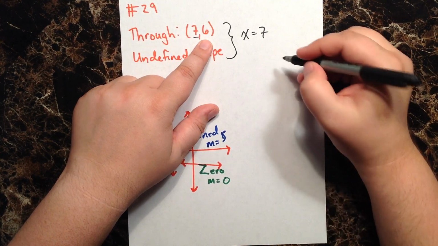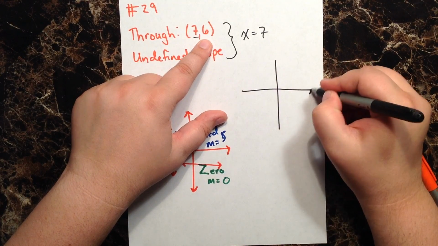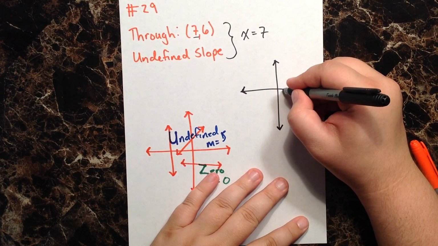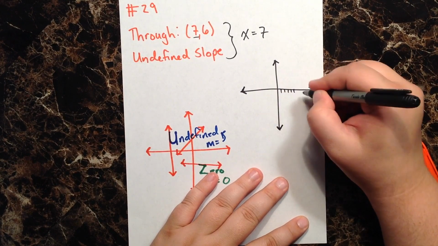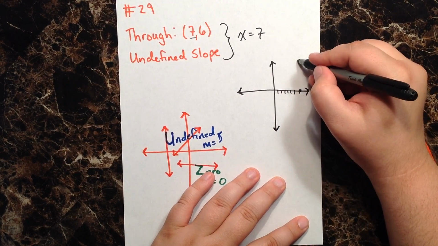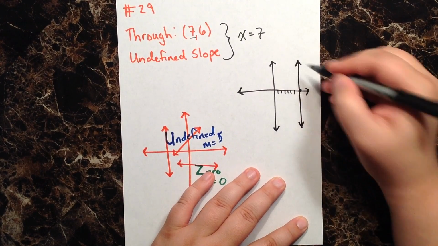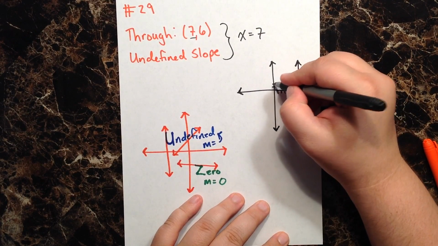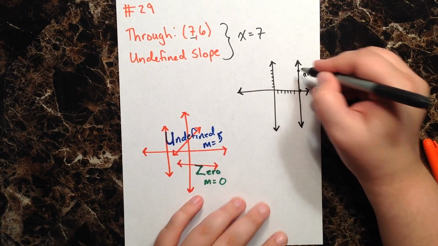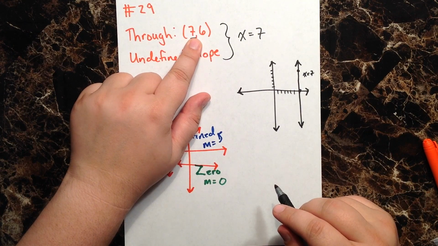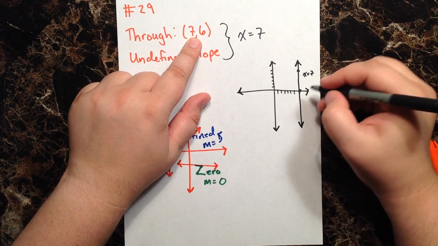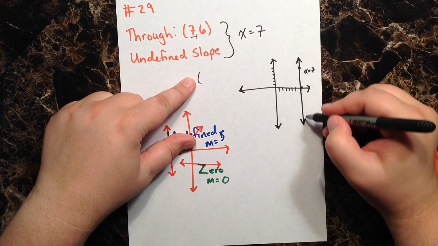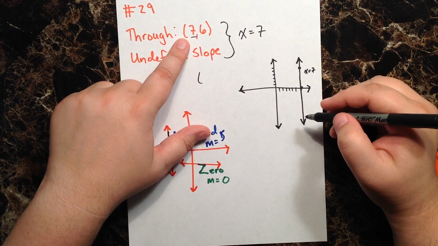And my y will certainly change, but let's go ahead and graph this line. So let's say that this is 1, 2, 3, 4, 5, 6, 7. So this is the line x equals 7. And 1, 2, 3, 4, 5, 6. Well, this might be 7, 6, the point that they tell us this line goes through. But isn't it true that the x value, no matter what point I choose on this line, is always going to be 7, right?